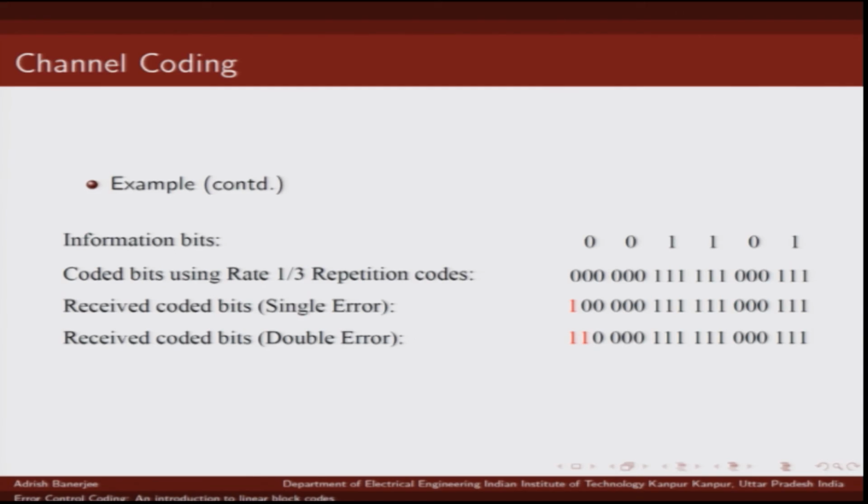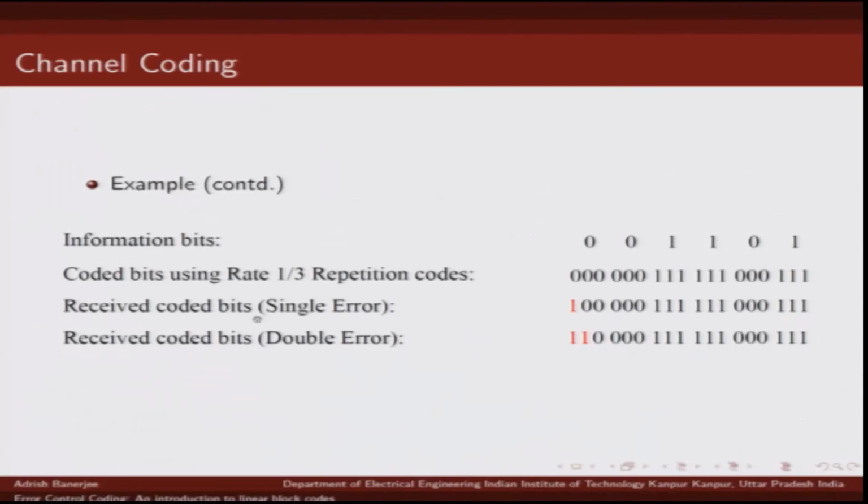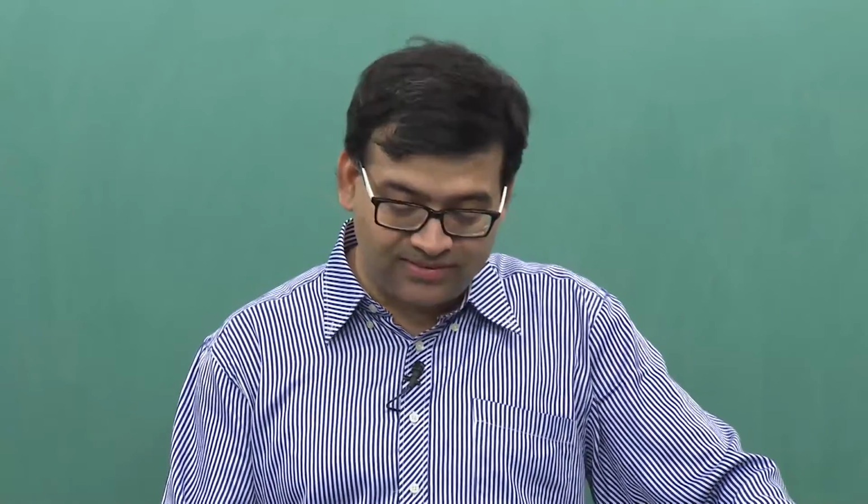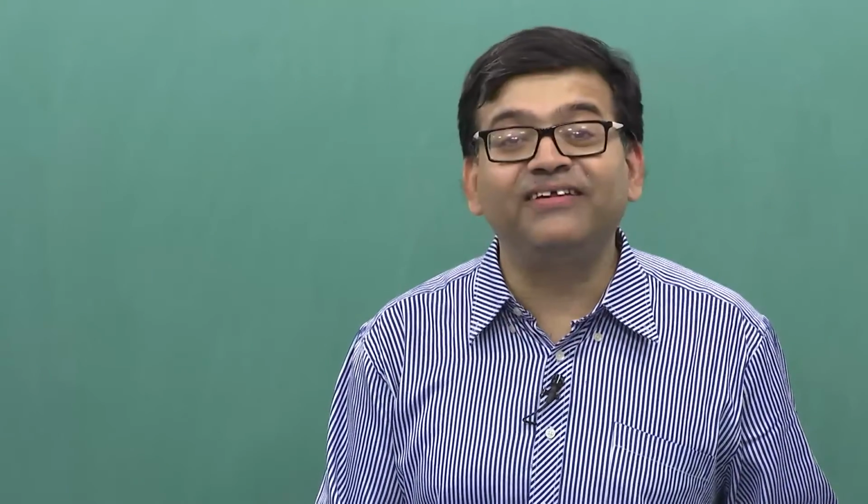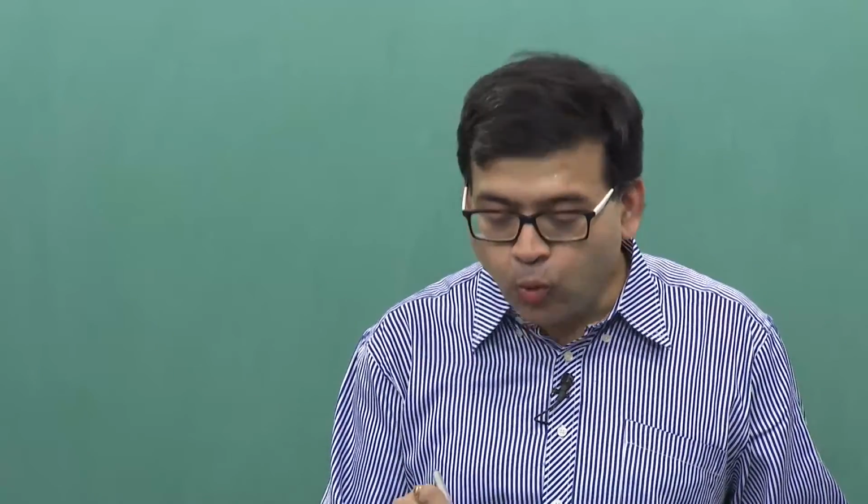Now, let us look at the error correcting capability of this code. Let us go back again and look at the single error situation. When a single error happens, something like this, let us say one of the bits got flipped, 1 0 0. Now, can we correct single errors? And the answer in this case is yes. Why? Because if you look at these 3 bits, 2 bits are already 0 and 1 bit is 1.